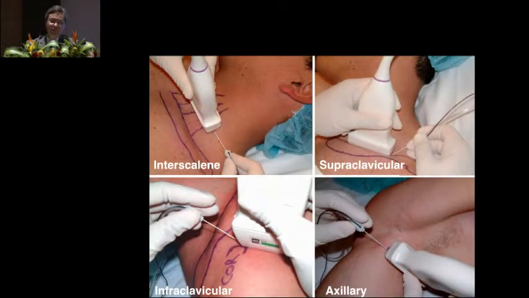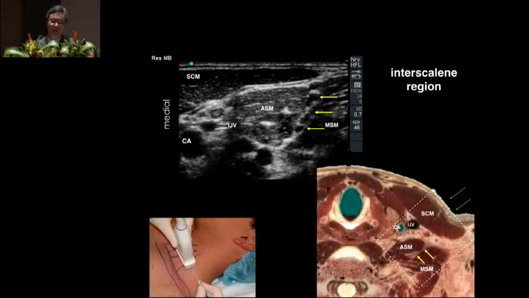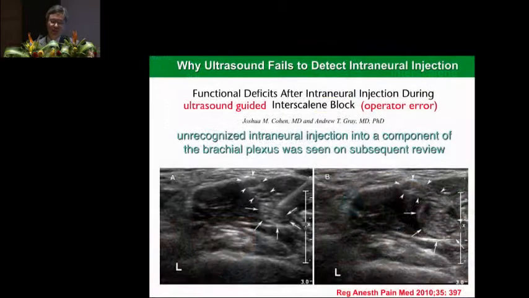There are obviously too many topics to cover. For upper limb blocks, I'd just like to focus on a few things on interscalene block, because recently there are a lot of publications on interscalene block.